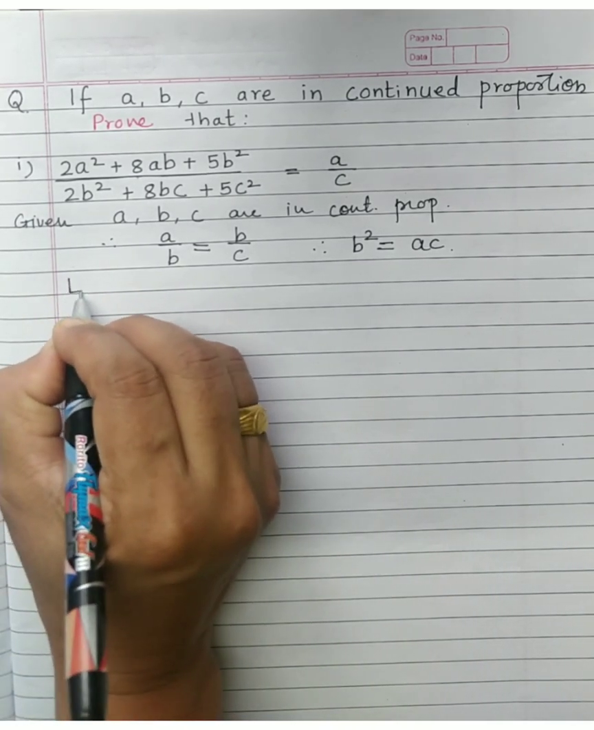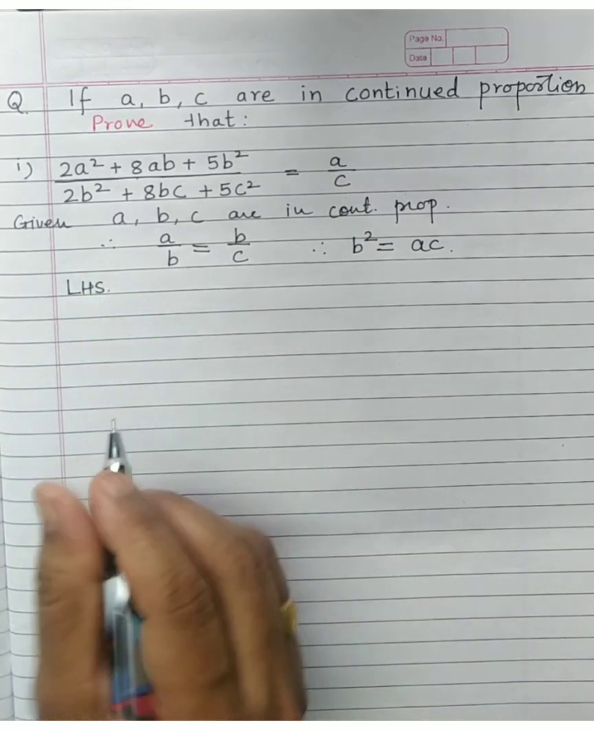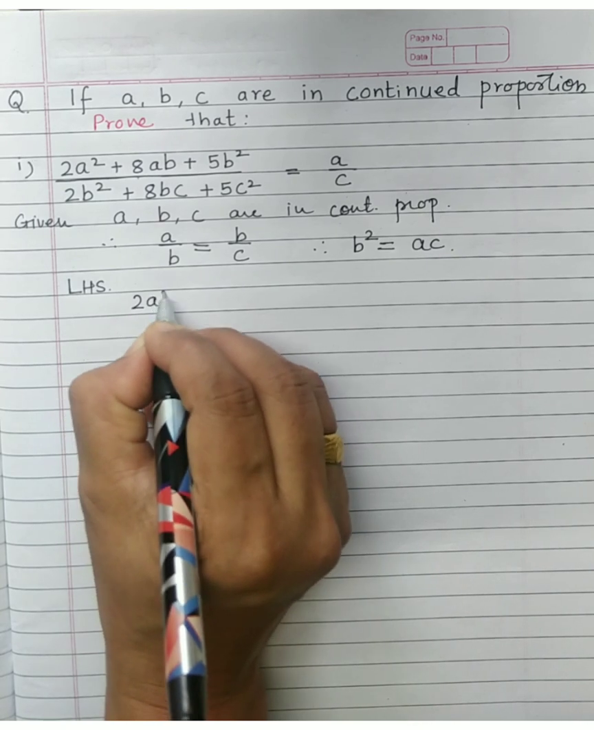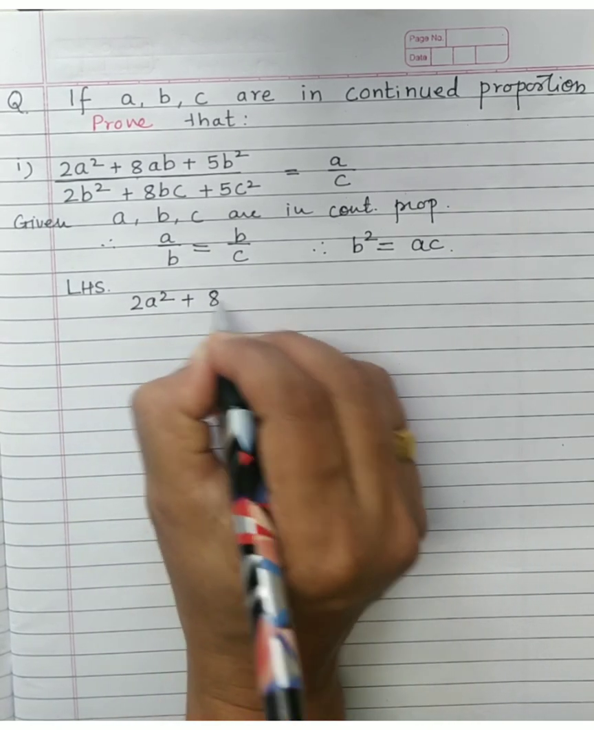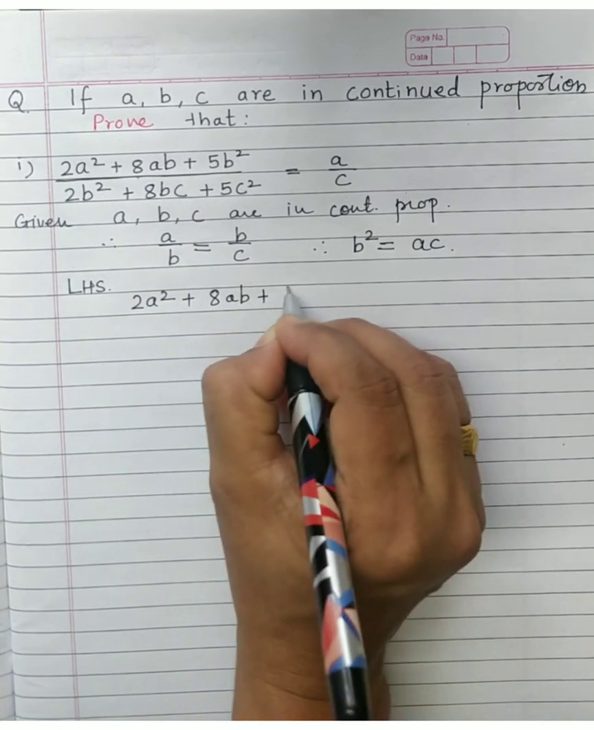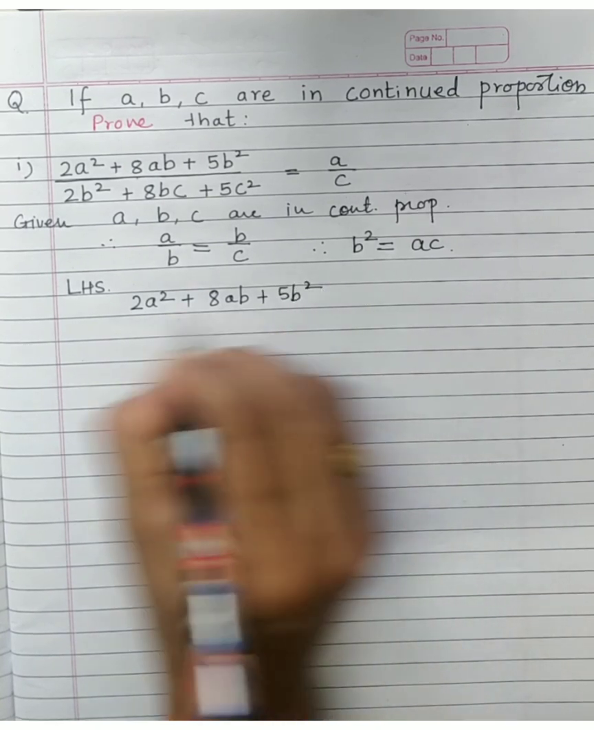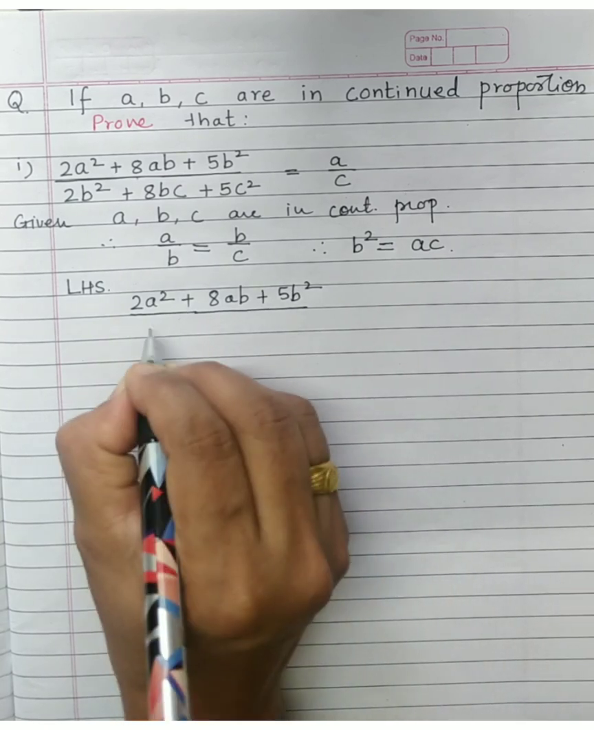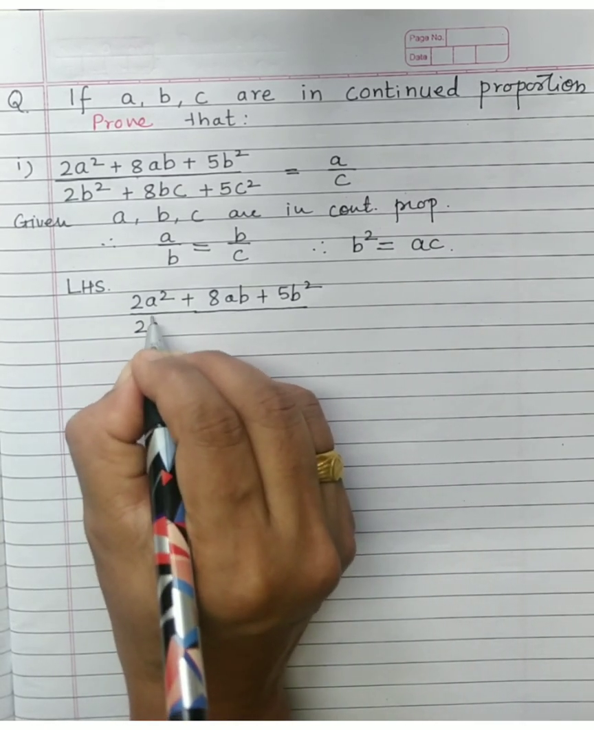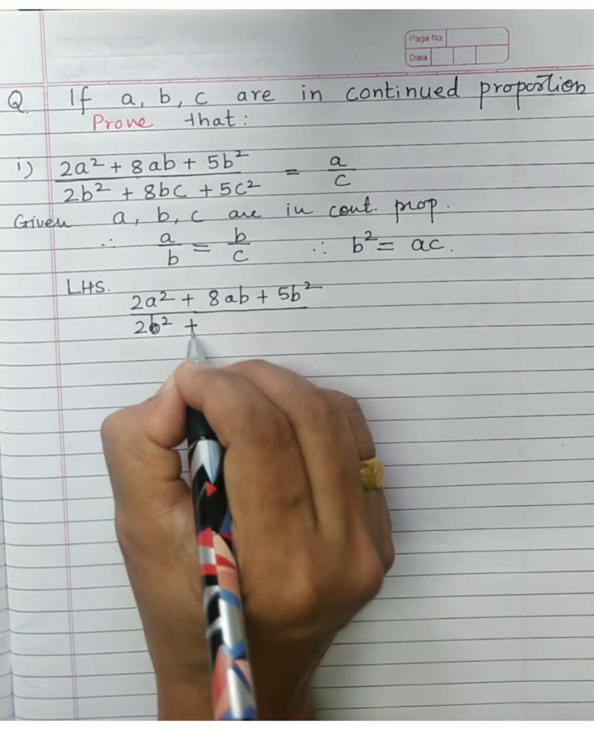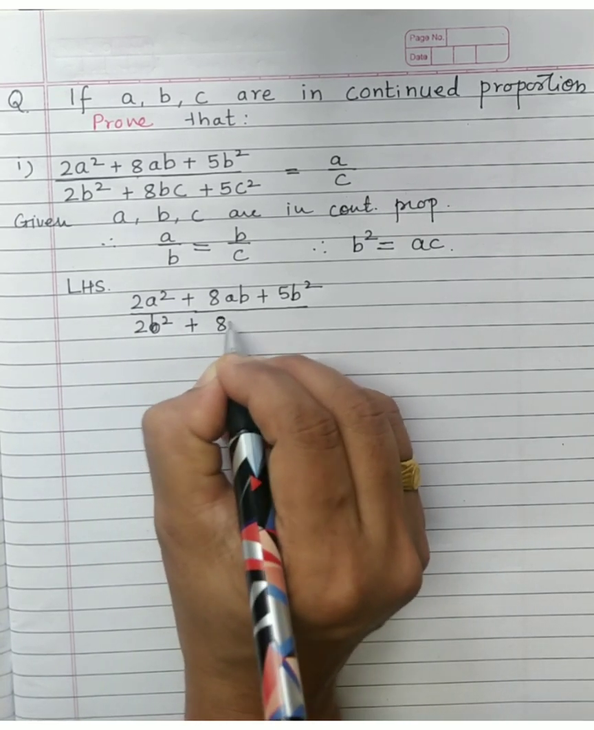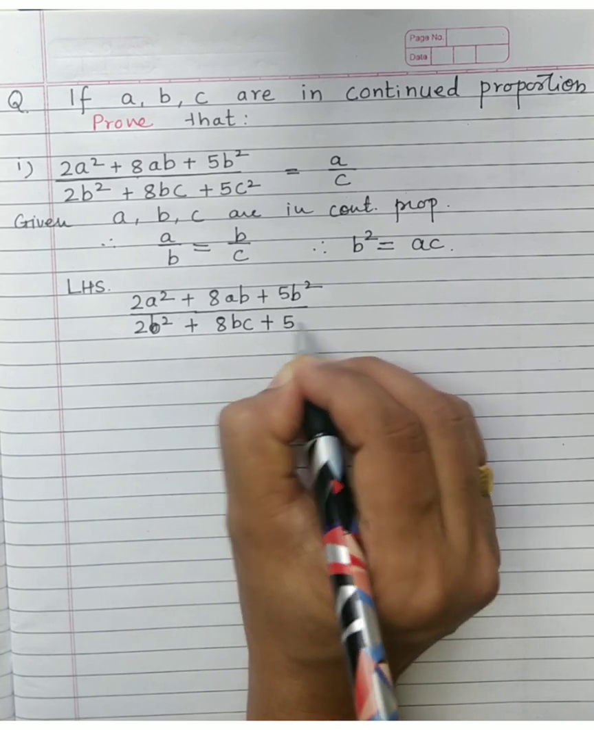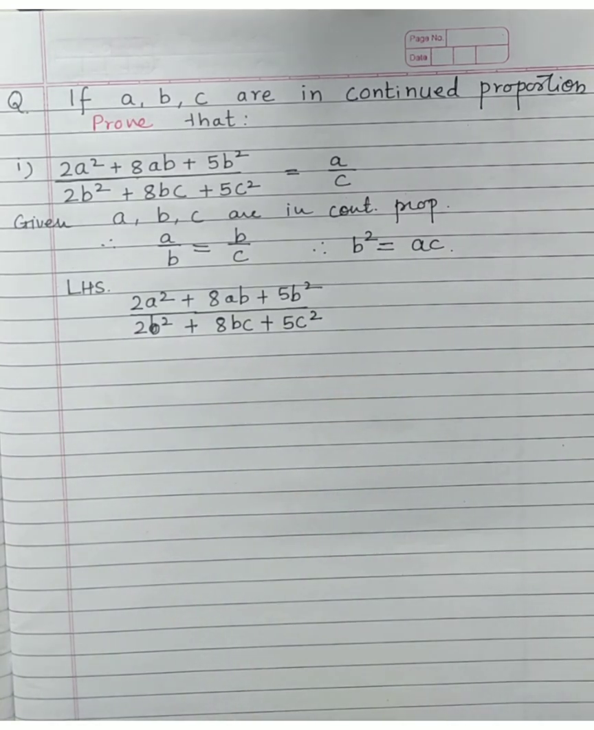I will start with LHS. What is LHS? Copy only LHS. 2A square plus 8AB plus 5B square. These questions follow certain pattern, so it's very important. Otherwise also always it is important, but for these questions it is very important that you copy them exactly. Similar kind of numbers are seen there. You should not make any mistake, otherwise you will not be able to prove it.